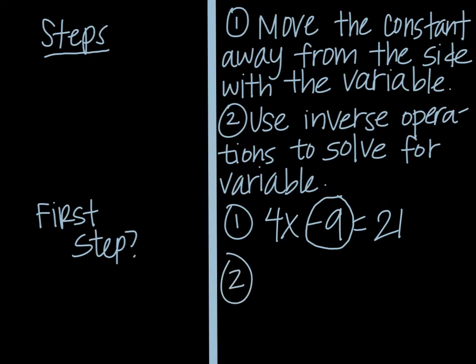Let's look at another one. This time we have 4 minus 5r equals 36. This time we want to move that 4 that's on the same side as that negative 5 times r. We would get rid of that positive 4 by subtracting 4 on both sides of the equal sign.